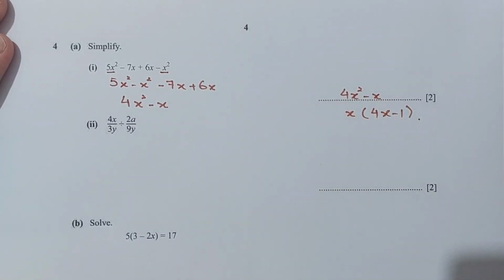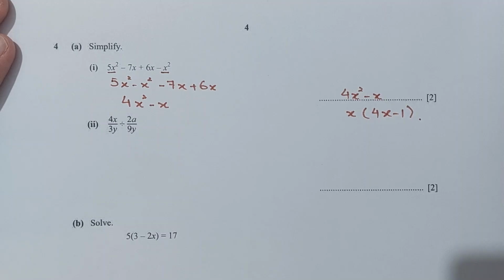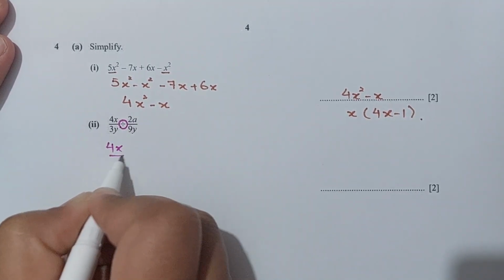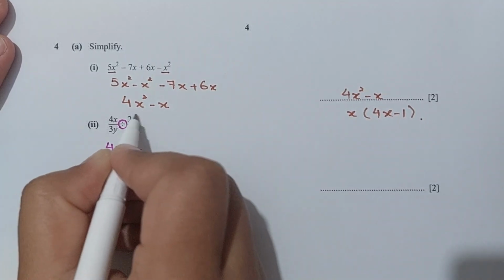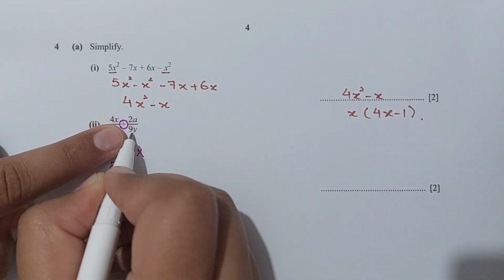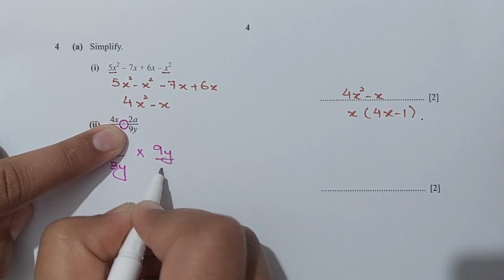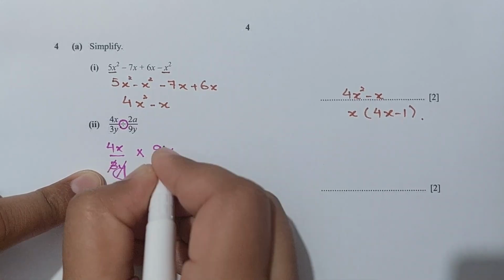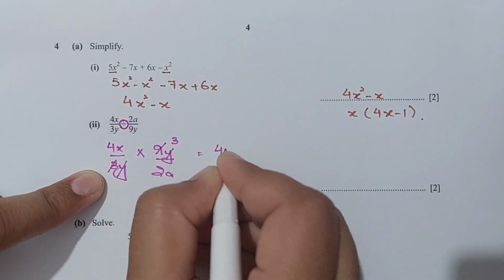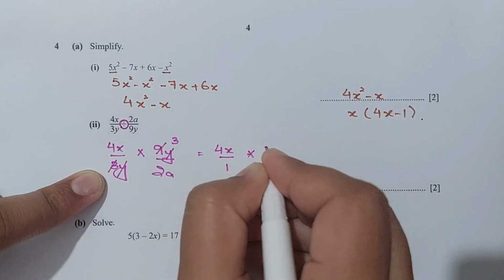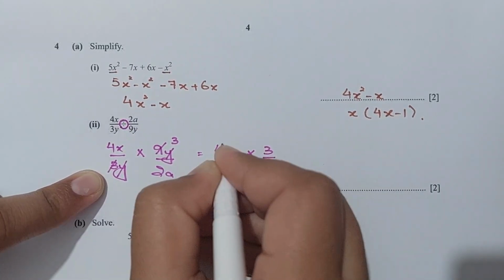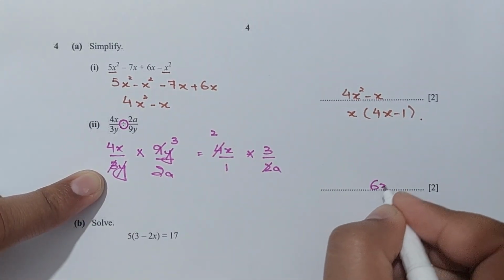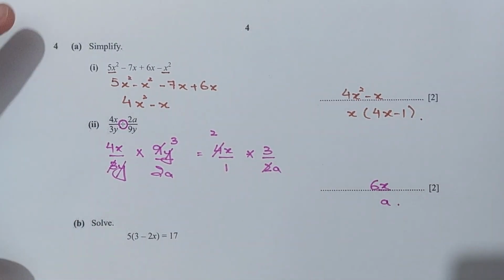Both are correct. Second part, whenever you have fractions and the division sign, you have to convert the division sign into multiplication and take the reciprocal of the second fraction. 2a over 9y becomes 9y over 2a. The first fraction stays the same. So y is cancelled with y. 3 times 3 makes 9. So 4x over 1 times 3 over 2a. 2 times 2 is 4, yes. 2 times 3x, this is 6x over a. This is the simplified answer.